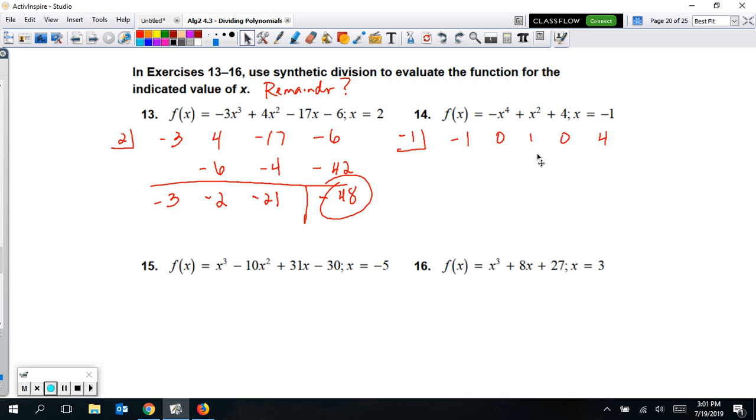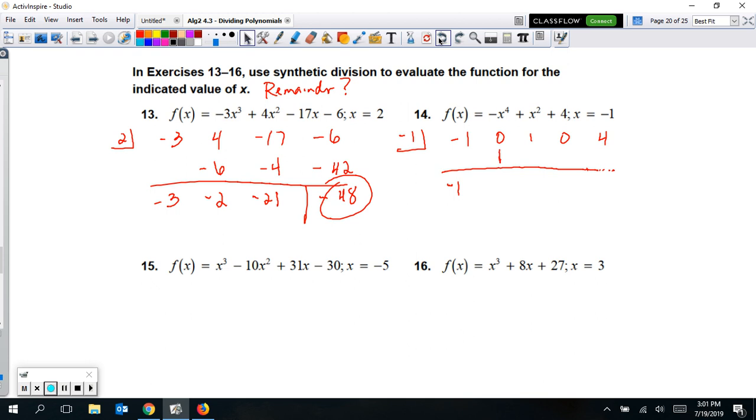If you didn't do that, if I just put -1, 1, and 4, something would be wrong as I'm working this out. It just wouldn't come out right. So we have to put those in there as placeholders so everything is lined up and comes out correctly. Here we draw our line and then bring down that -1.